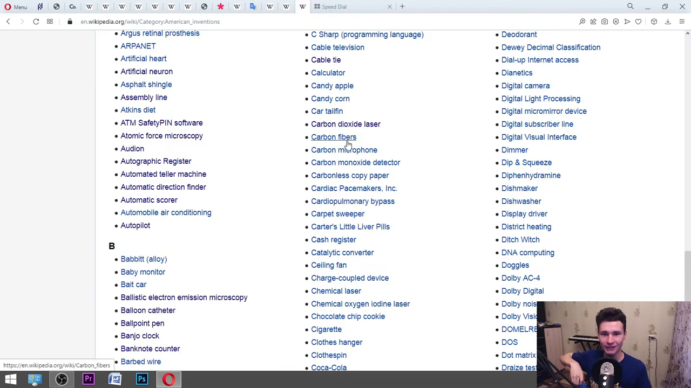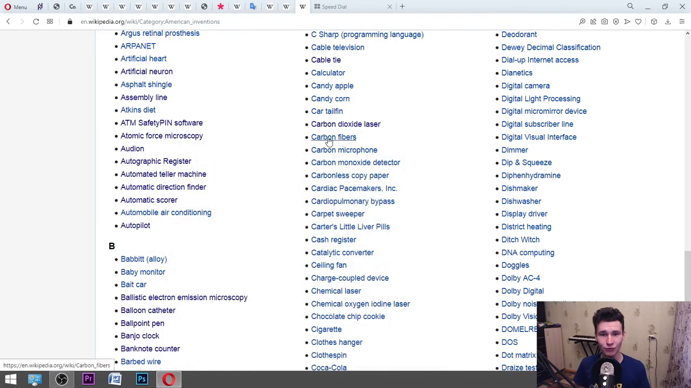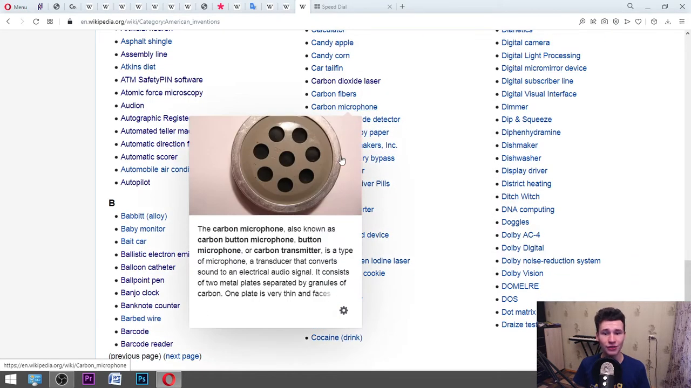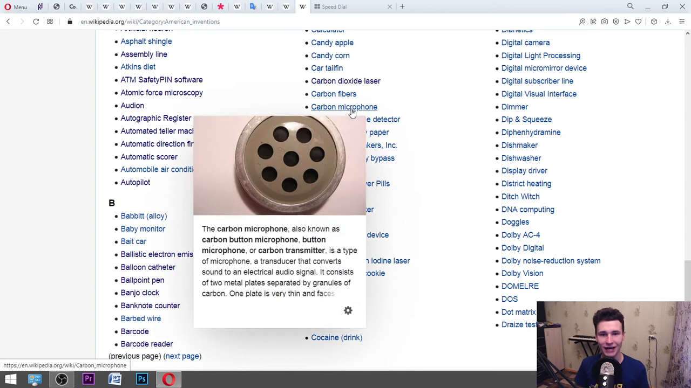Okay, let's go next. Carbon fibers and carbon microphone. If we can create fibers, then we can create it too. A lot of carbon things were created in America, I want to say, like usage of this to applied sciences.